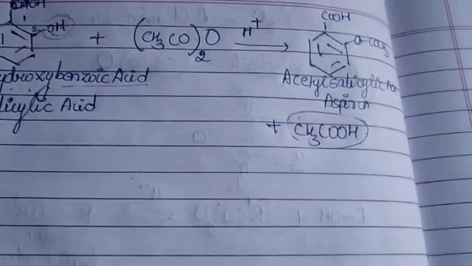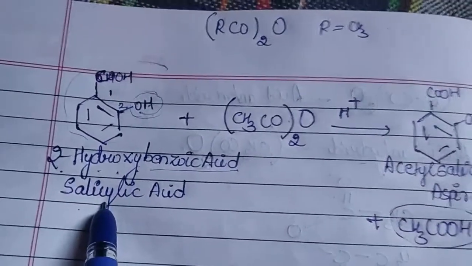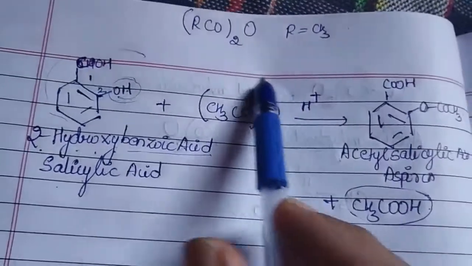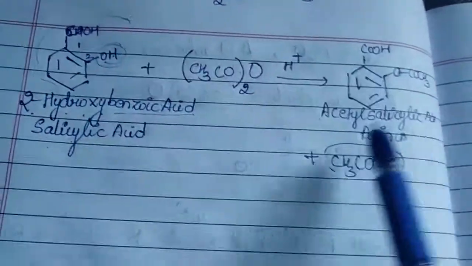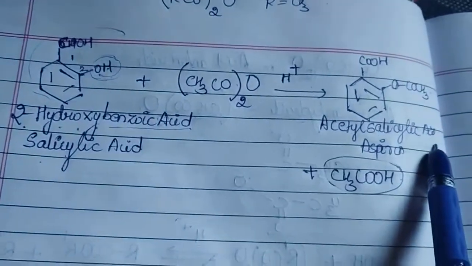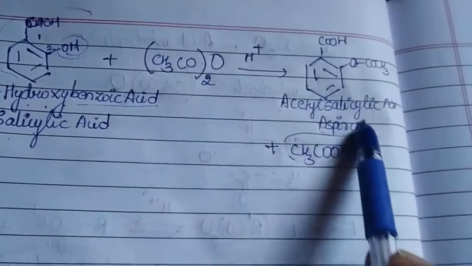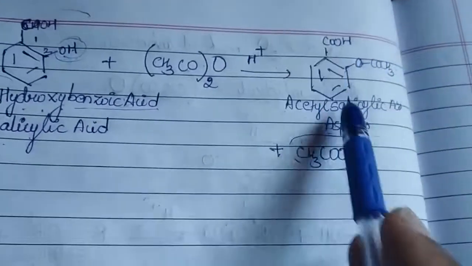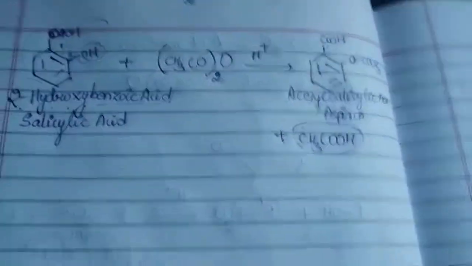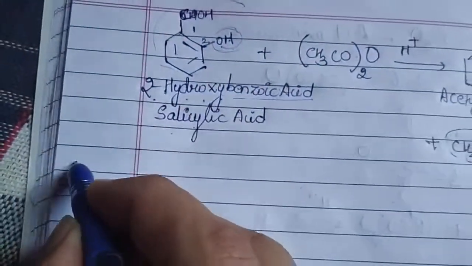So one of the most important reactions, remember: salicylic acid, when treated with acetic anhydride in the presence of concentrated H2SO4, gives acetyl salicylic acid, which is also called aspirin. Okay, aspirin is a drug name, but the common name you can use for the structure is acetyl salicylic acid. Is that clear? So here let us give some additional information.